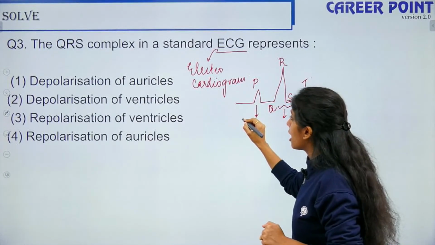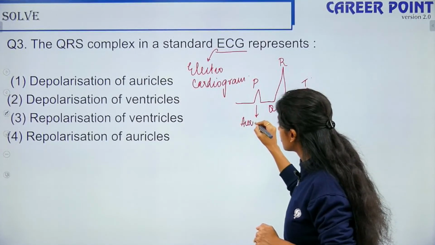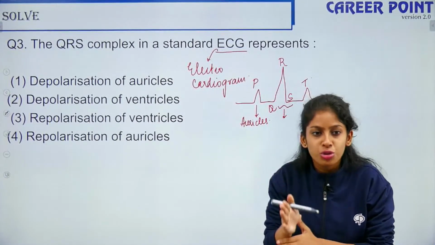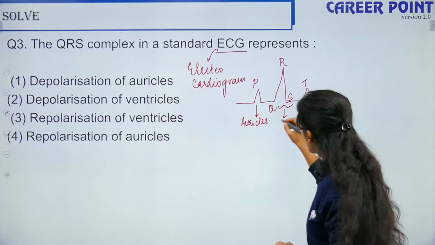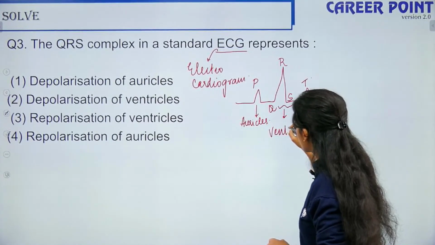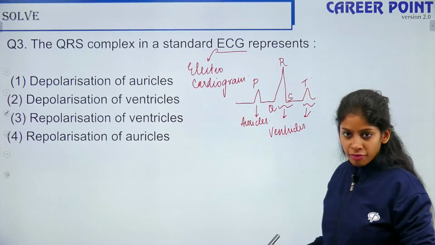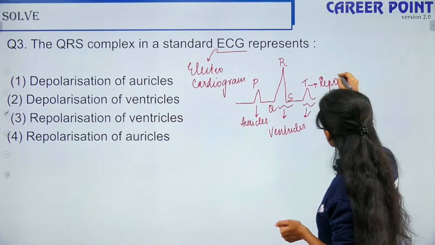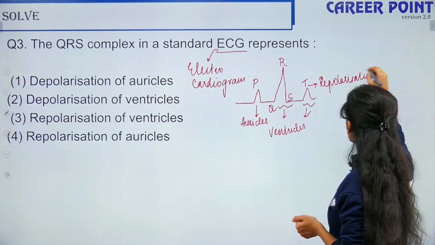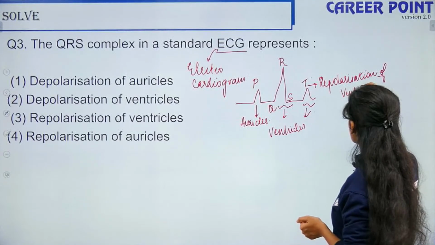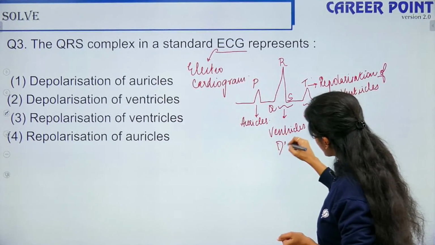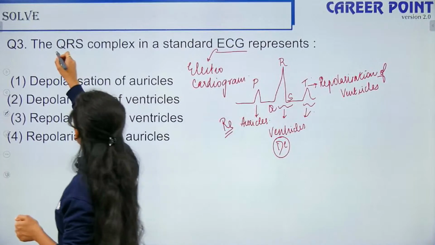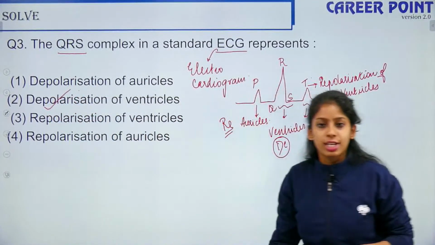The first one talks about the depolarization of your auricles. Okay, so this is when your auricles, after pumping blood, go to rest. So this is your P wave. So your QRS wave is your ventricles, when your ventricles pump blood. Then the T wave is when your ventricles go back to rest. So this is repolarization of your ventricles. So this is depolarization, and this is repolarization of your auricles. So since they are talking about QRS complex alone, so this is depolarization of your ventricles.